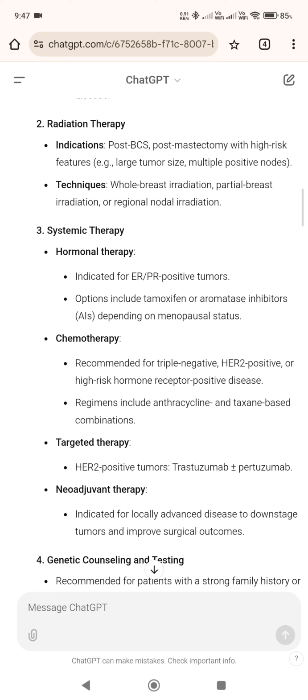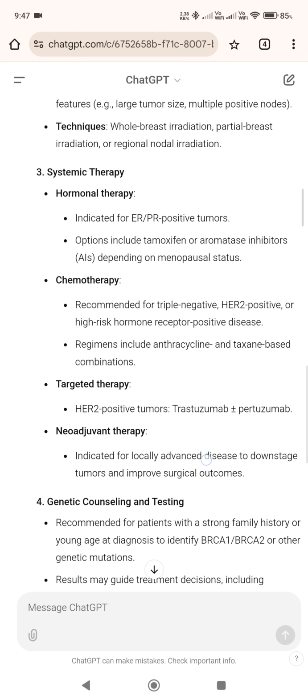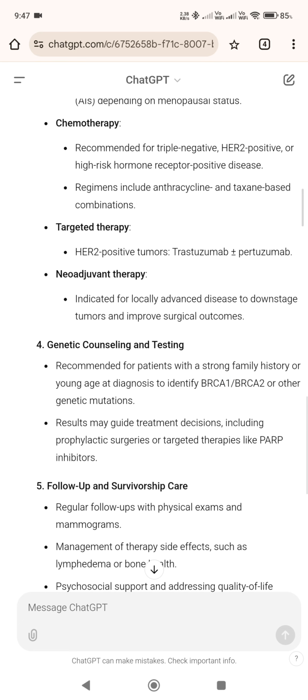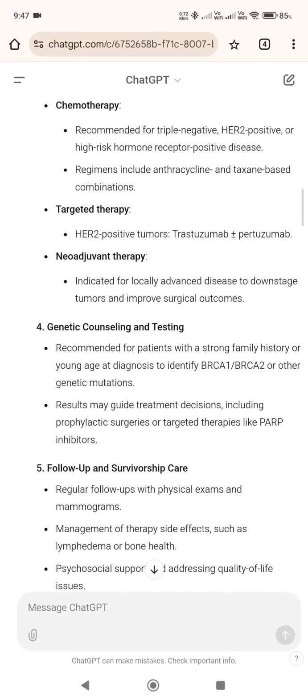3. Systemic therapy. Hormonal therapy, indicated for ER/PR positive tumors. Options include tamoxifen or aromatase inhibitors, AIs, depending on menopausal status. Chemotherapy, recommended for triple-negative, HER2-positive, BRCA or high-risk hormone receptor-positive disease. Regimens include anthracycline and taxane-based combinations.